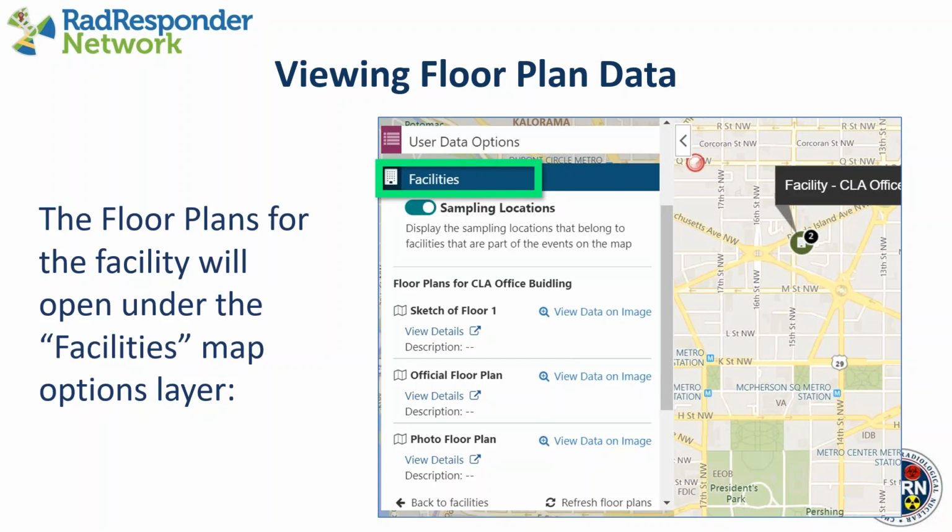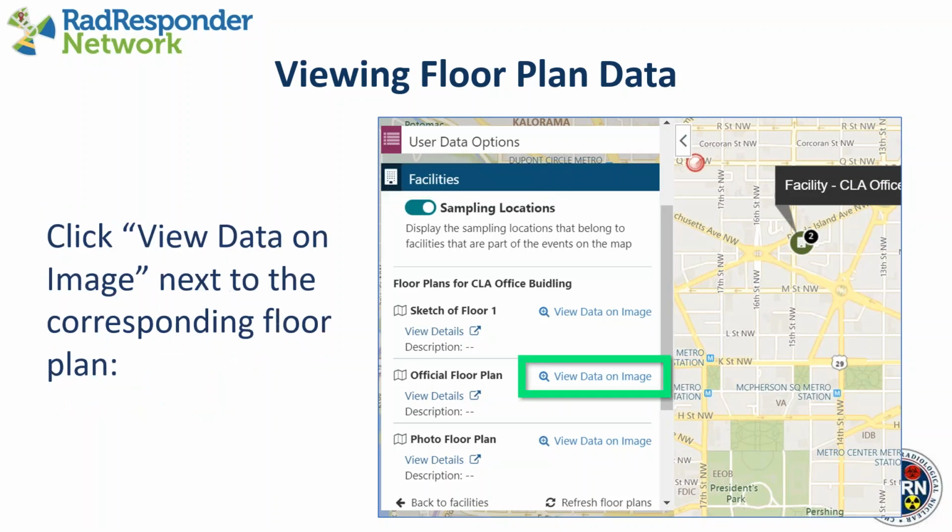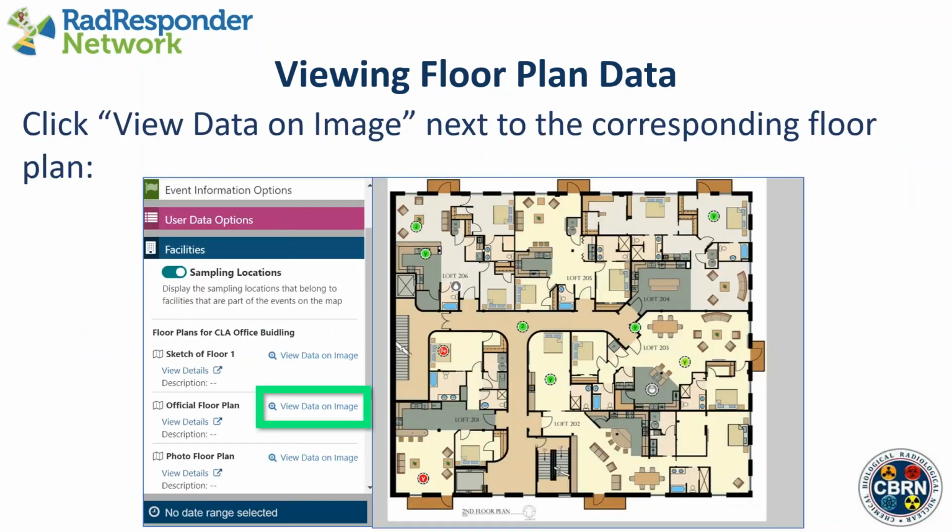The floor plans for the facility are going to open under the Facilities Map Options layer. And so here I can see the different floor plans that I've got for this facility, and I can choose to view data on image for any of these floor plans. So I'll just click that button there. And my map is now going to become just that floor plan, this indoor floor plan that we had plotted our data on.